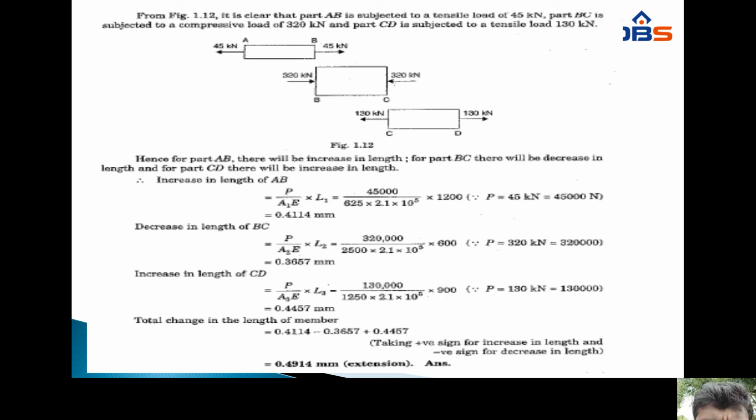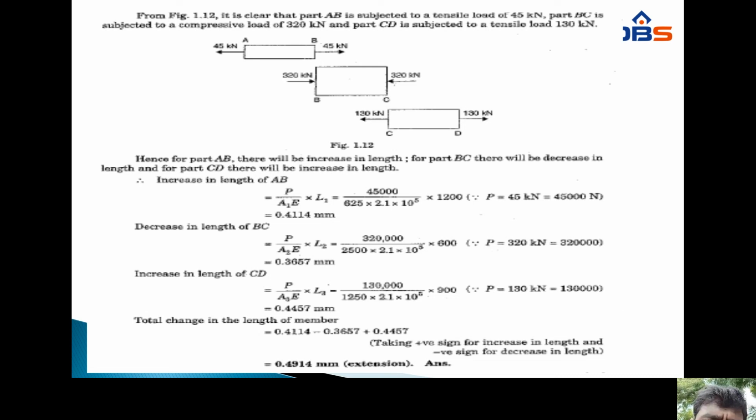Okay. First of all, we can calculate delta L, that is, the increase in length of AB, the decrease in length of BC and the increase in length of CD. Delta L equals PL by AE. For the first portion, P by A1 E into L1, that value is calculated as 0.4114 mm. Next part BC value is 0.3657 mm. Next CD is 0.4914 mm. Okay, these three values are calculated.